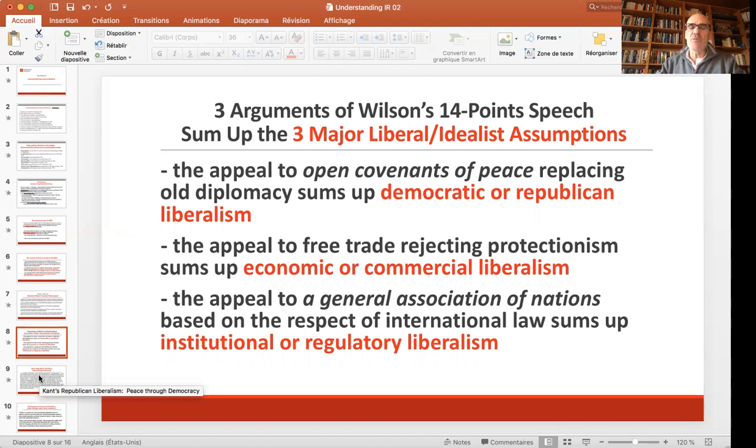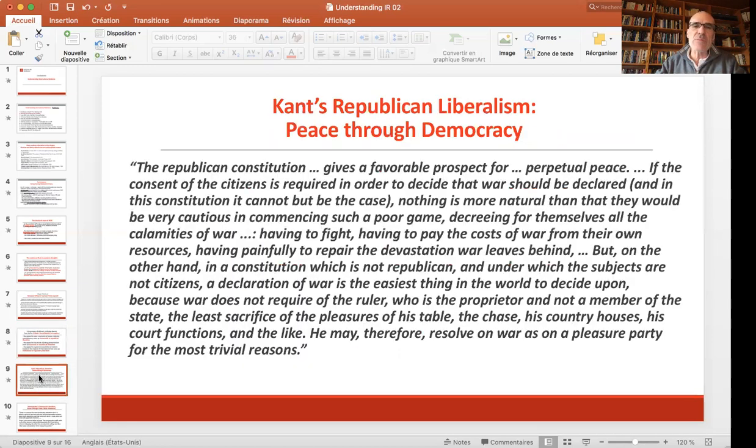And let's start with democratic or republican liberalism, which goes back to Immanuel Kant. In his Perpetual Peace sketch, a short essay of 30-40 pages, you can find it on the internet. I invite you to have a look at it.